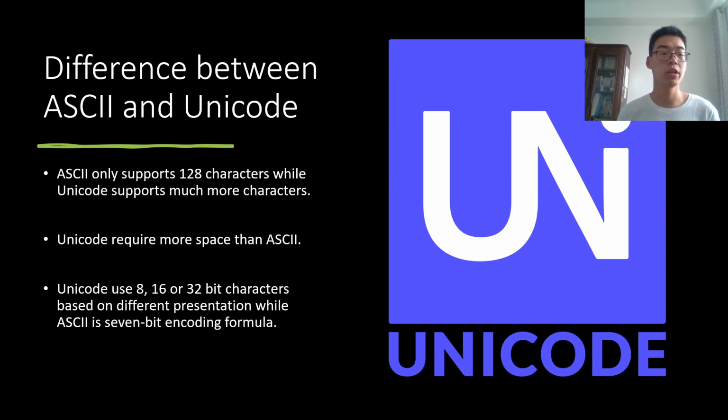And the third one is Unicode uses 8, 16, and 32-bit characters based on different representation, while ASCII is a 7-bit encoding format. So we said before, ASCII is a 7-bit code, while Unicode uses more bits.